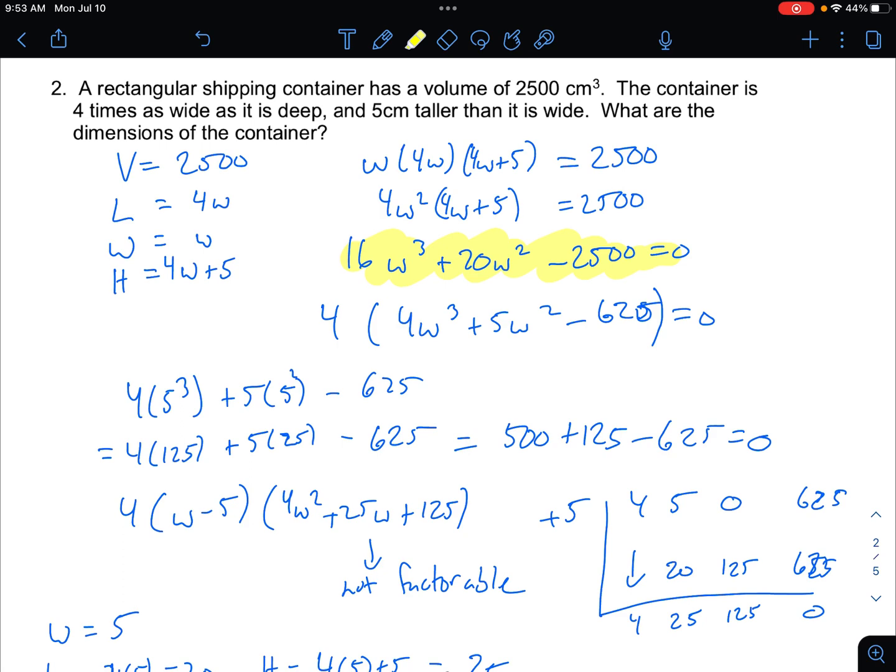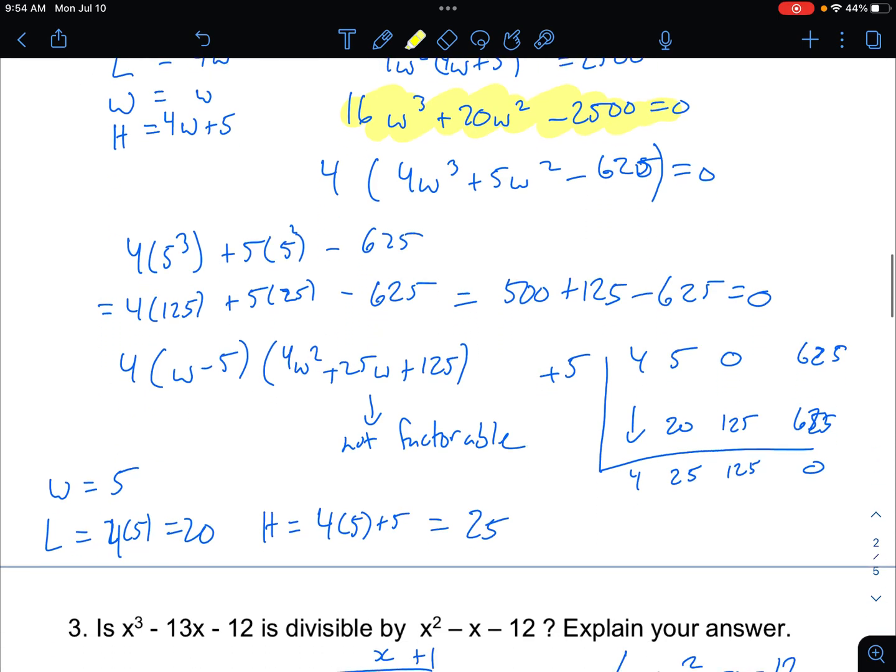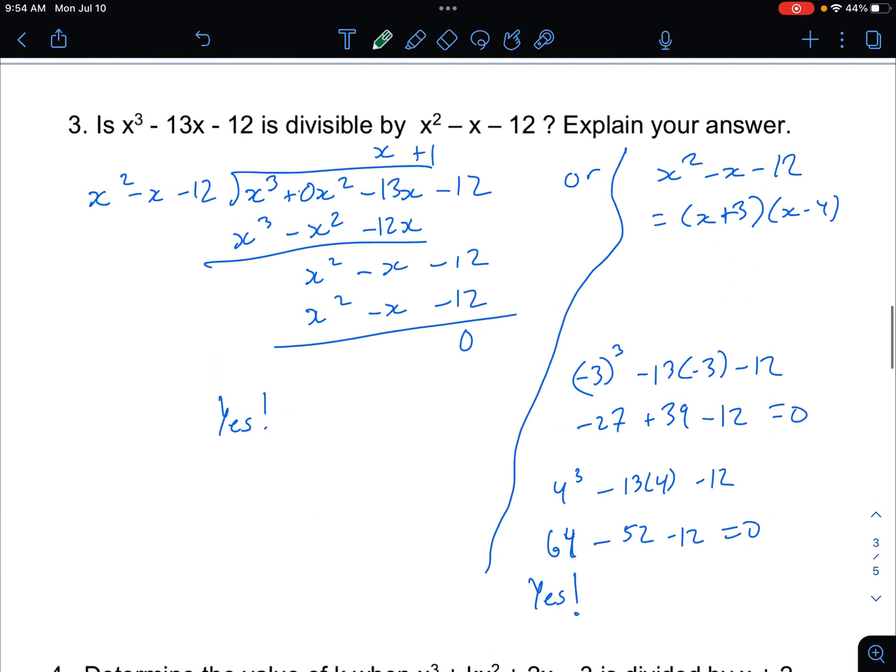I brought the 2500 over, and then what I plugged in here, let's write that down, f at 5, and that told me that 5 was one of the factors. Then I did a quick synthetic division of this to get the next part, and this is not factorable, so I know that my width is 5, my length is that, and my height is that.